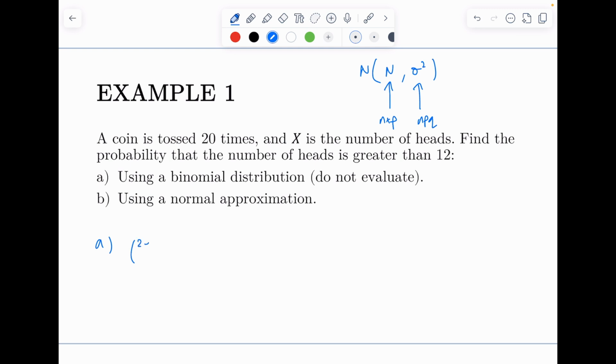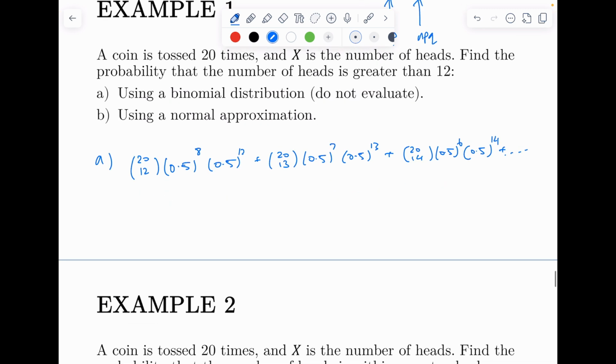So here's the thing: when we have a lot of trials, it becomes difficult to calculate the binomial probability, because have a look at what we need to do. We need to do 20 choose 12, and then the probability of success is 0.5, to the power 12, and then 8. And then we would need to look at 13, so this would be 7, this would be 13, and then we have 20 choose 14, and so on. So there would be many that we need to evaluate.